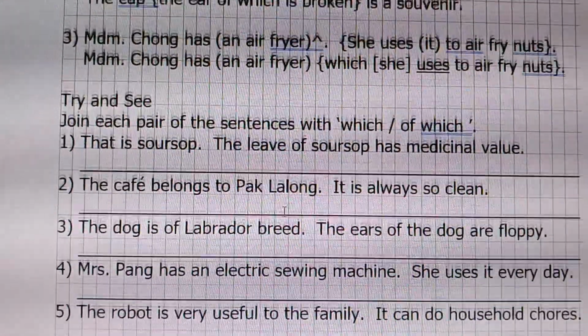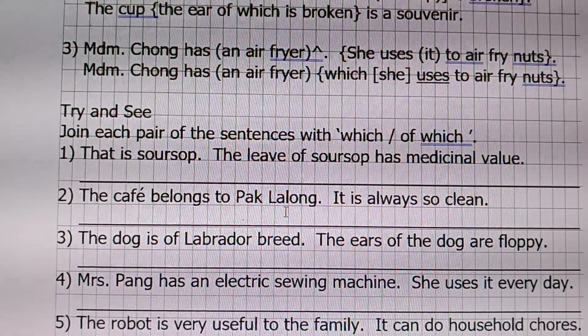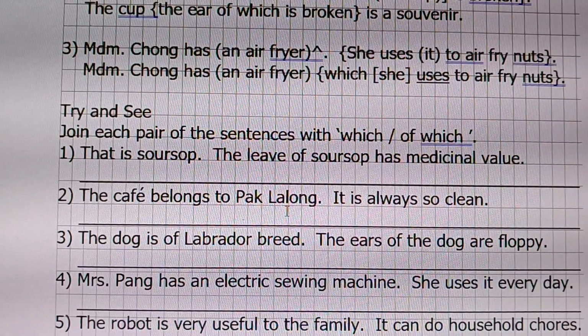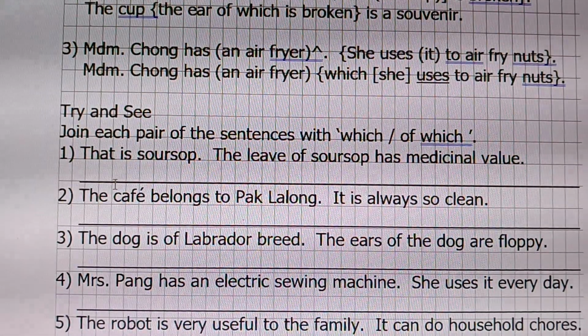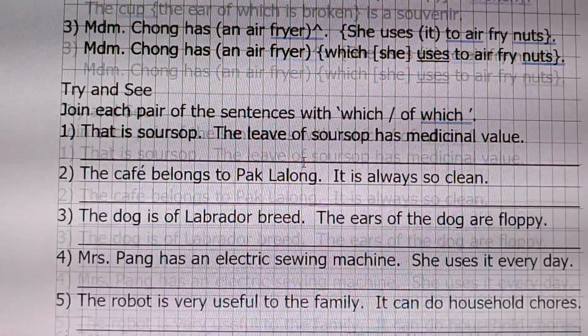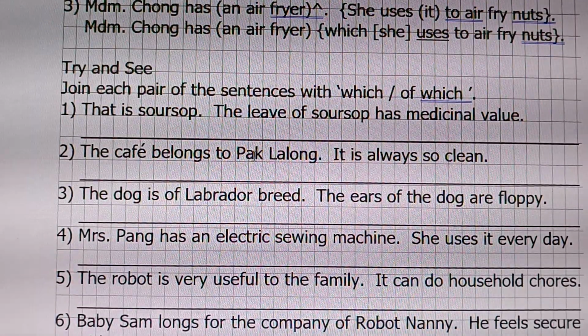Just try and see. Alright, this is soursop. The leaf of soursop has medicinal value. So we know that the main clause is this is soursop. So that is soursop, the leaf of which, we don't mention soursop again, has medicinal value. Alright, possessive case. Now let's do this one. The cafe belongs to Pak La Long. It is always so clean.